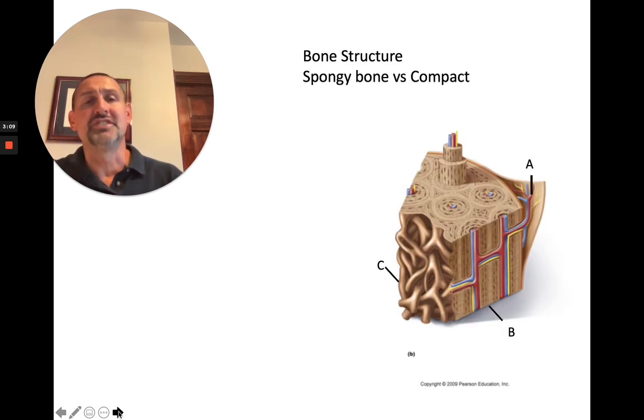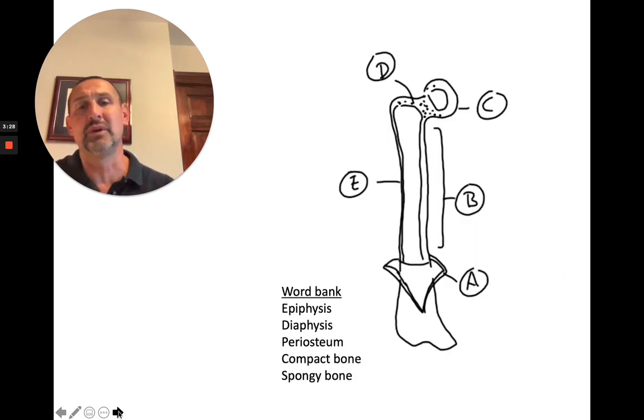Some parts of bone are spongy bone. Other parts of bone are compact. Spongy bone is typically the inside, the inner parts of the bone, whereas the more superficial parts of the bone, the outer surfaces, are more compact bone. Most bone is covered with a layer of periosteum. Periosteum is where you have the nerves and the blood vessels that run along the outside of the bone.